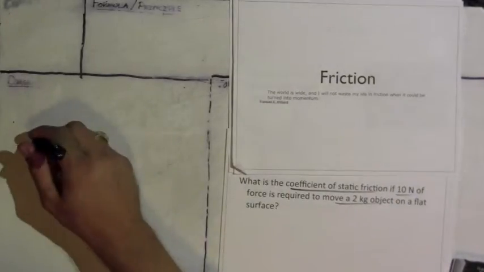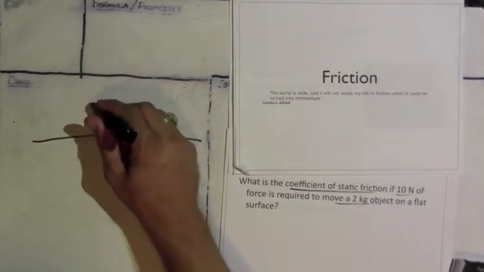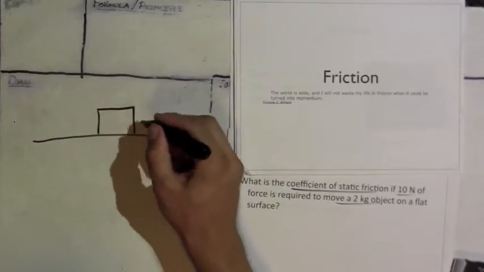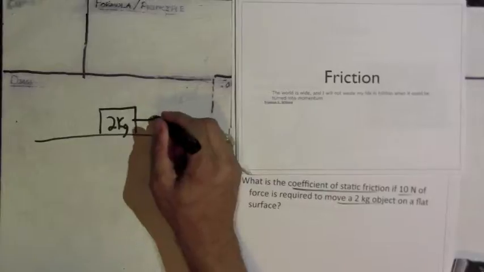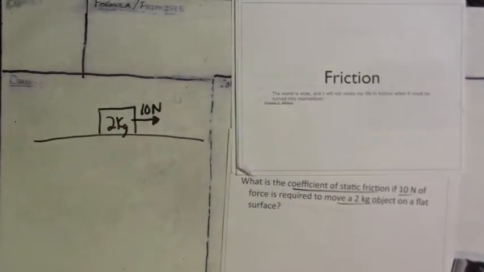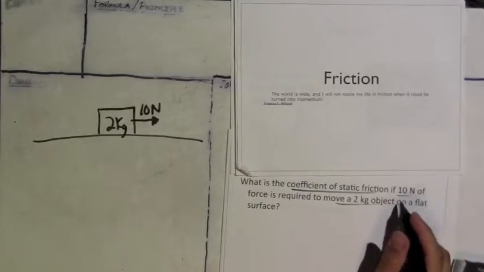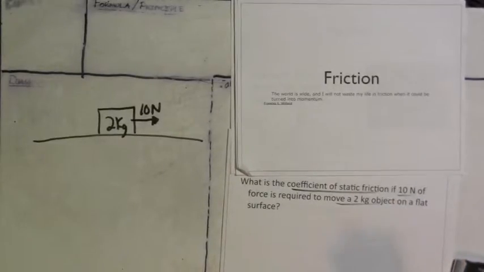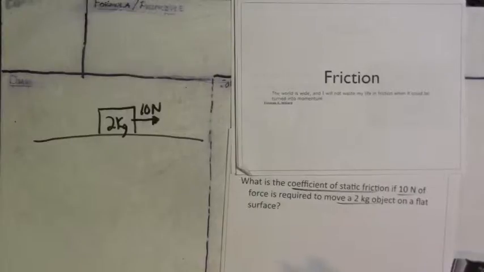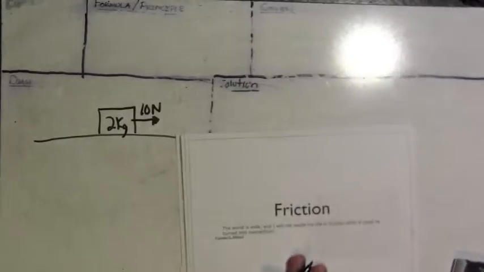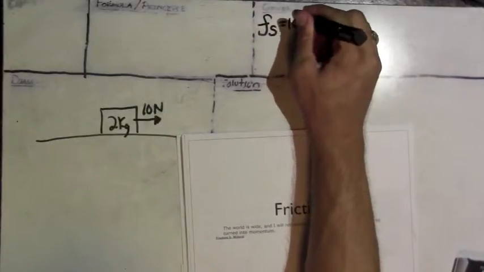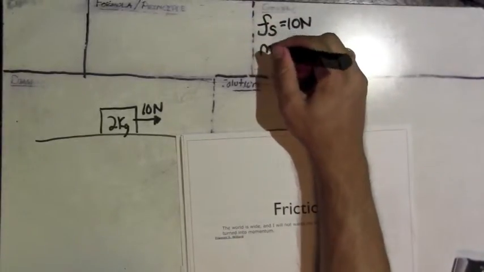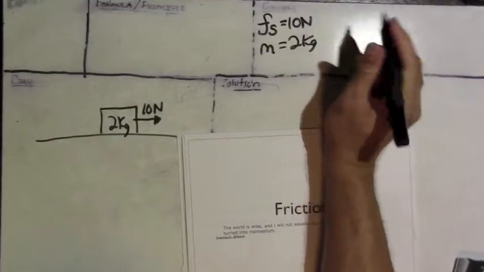You have a surface that's flat, you have an object that's on there, and that has a mass of 2 kilograms, and you know that you have to exert a force of 10 newtons just to make the object move. In other words, you have to have 10 newtons of force to overcome the static frictional force. So the given information is that 10 newtons represents the static frictional force. I also have the mass as being 2 kilograms.